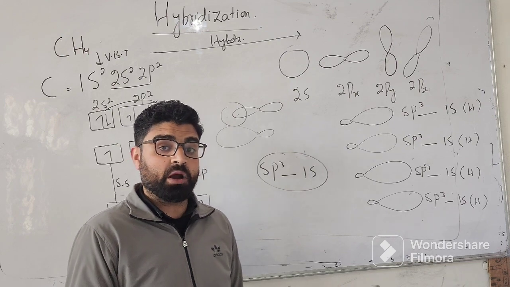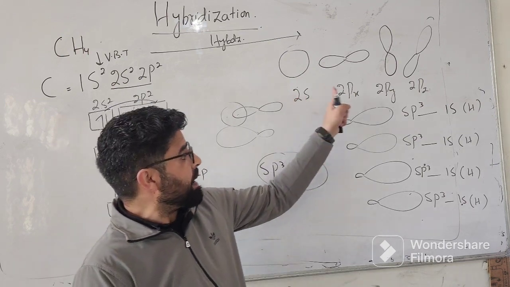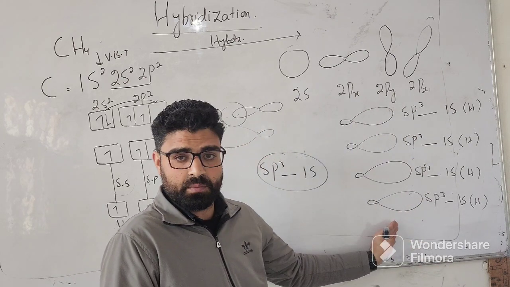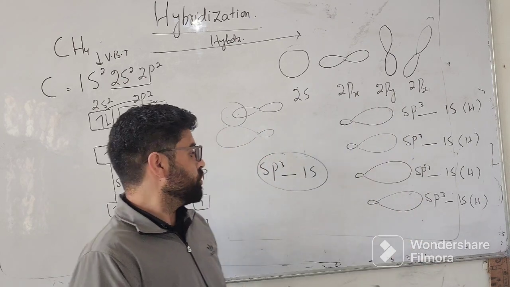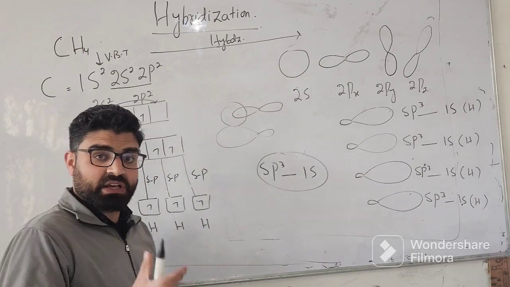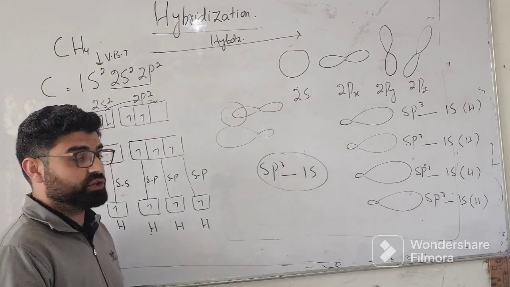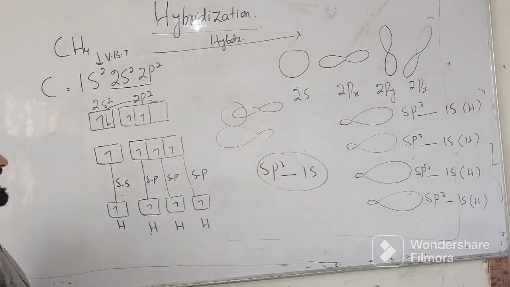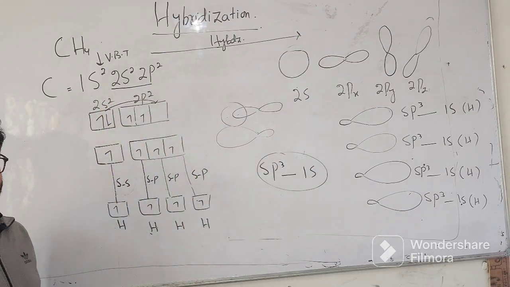And how many hybrid orbitals are formed? The number of atomic orbitals mixed is equal to the number of hybrid orbitals formed. So that is why the concept of hybridization was introduced. So this concept of hybridization is actually the advanced form of valence bond theory.